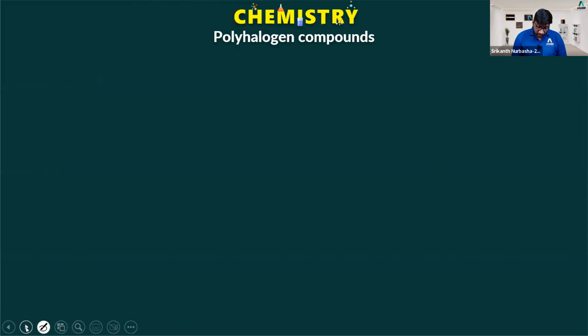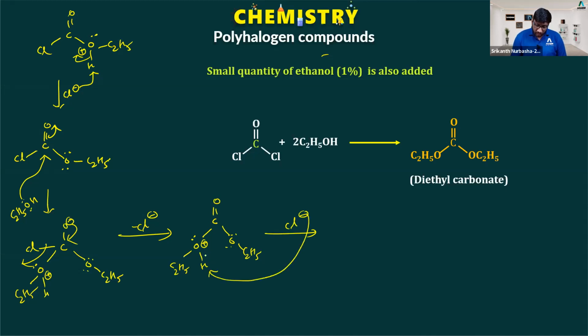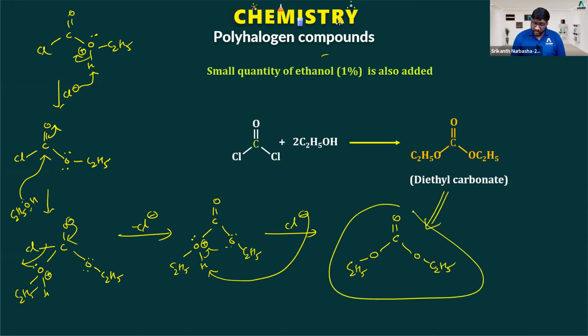Again, what happens, students? The negative charge on oxygen comes in, chloride leaves, loss of chloride occurs. We have C=O, oxygen with one lone pair connected with C2H5, positive charge and OH bond, and oxygen with two lone pairs, OC2H5. The chloride which is lost will now try to pick up this proton. The OH electron density will be given to oxygen, generating C=O, OC2H5, OC2H5. It is nothing but diethyl carbonate.